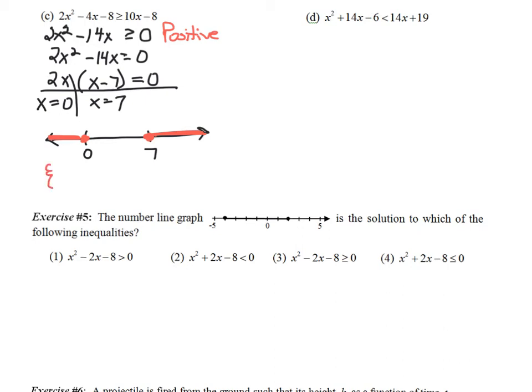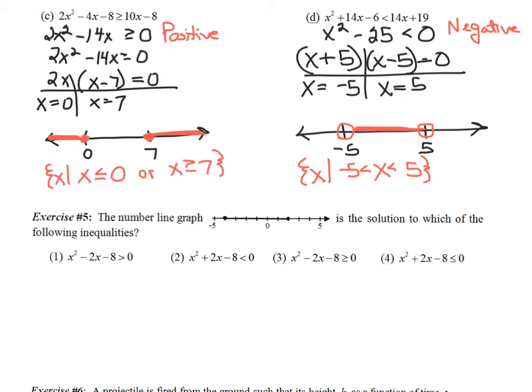In set builder notation, the solution would be x such that x is less than or equal to 0. Remember, we're going to put an or again in this situation because we want one end or the other. On the right side, x is greater than or equal to 7. Now I'd like you to pause the video and try part D on your own and then come back and check with my solution.